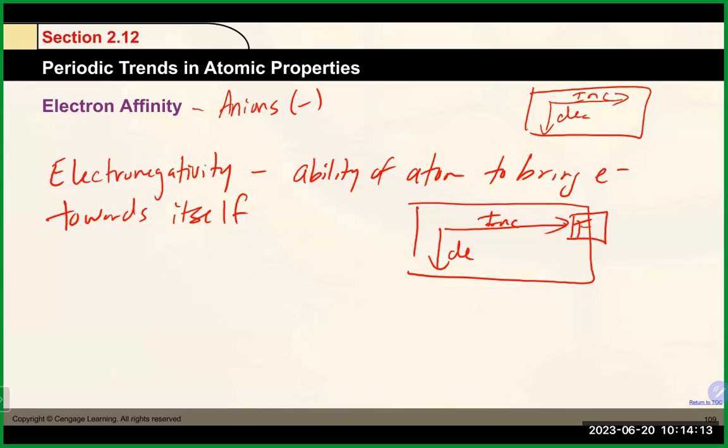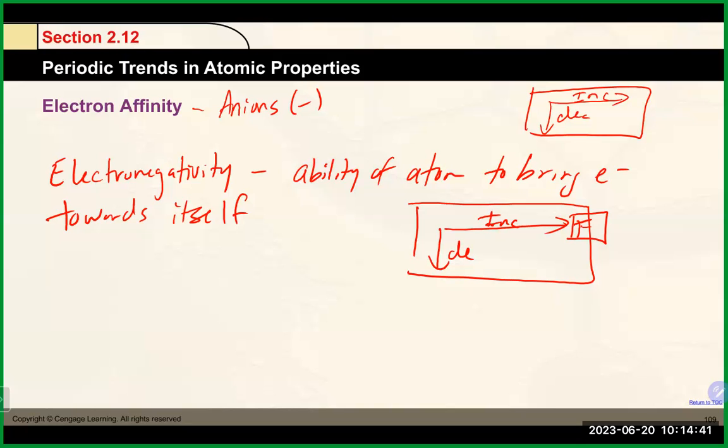And electronegativity is the ability to bring an electron towards itself, not to be confused with electron affinity, which is the energy change that occurs when somebody actually gains the electron. So one brings it towards itself so it can gain it. Once it gains it, we're talking about electron affinity and the energy change that occurs, as opposed to being able to bring it towards itself.